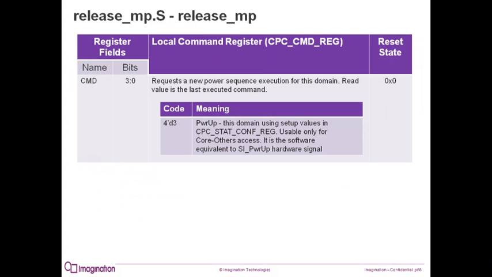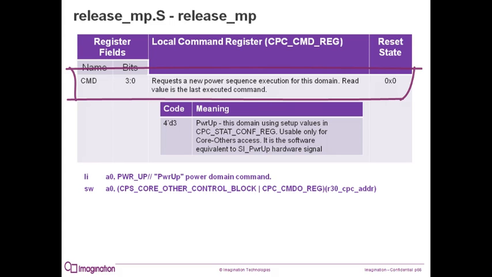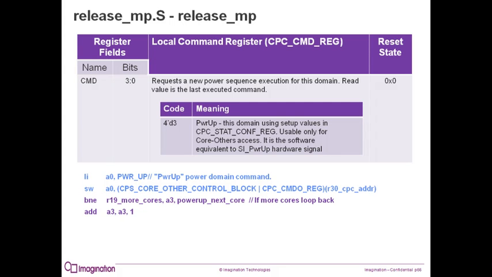The first register in the local control block is the CPC local command register. This register is used to power up or down the core. It has a command field called CMD, which is the first 4 bytes of the register. Right now, we're interested in powering up the core. The core loads the command into A0 and stores it to the command register of the CPC. This will power on the core, which will begin executing this boot code from the beginning.